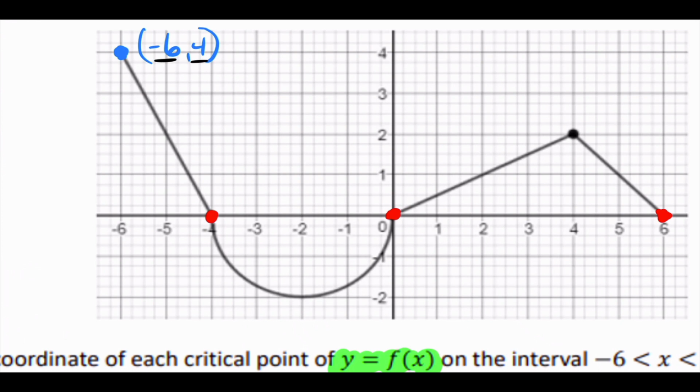Pick another dot. Let's pick another dot. -5, 2. -2, -2. 2, 1. Any of those dots. What do any of those blue dots or red dots mean? What does the x value mean and what does the y value mean?